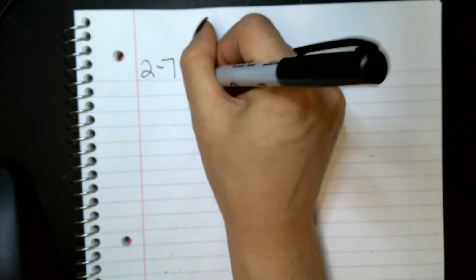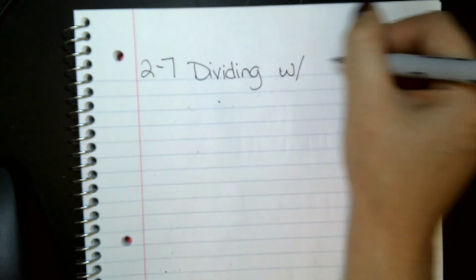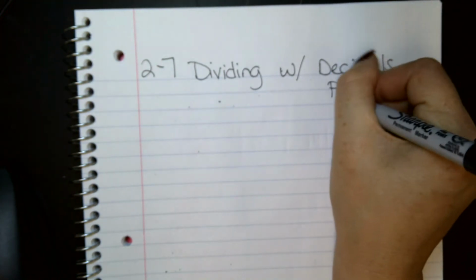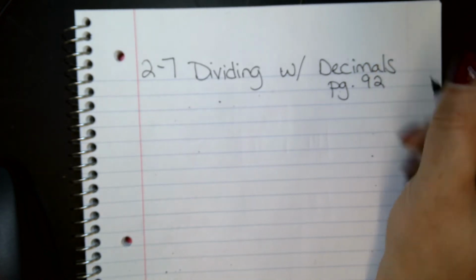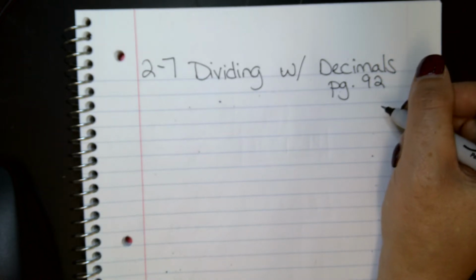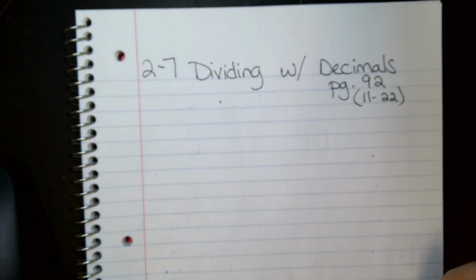So, we're going to be in our textbook. I know some of you at home do not have your textbook, and that is okay. So, you're going to write at the top of your page 2-7, dividing with decimals. And we are on page, at this moment, 92. In a moment we're going to move back to a page, and we're going to be working on a couple questions between 11 and 22. We're not doing all the questions in 11-22, but just some of the questions.